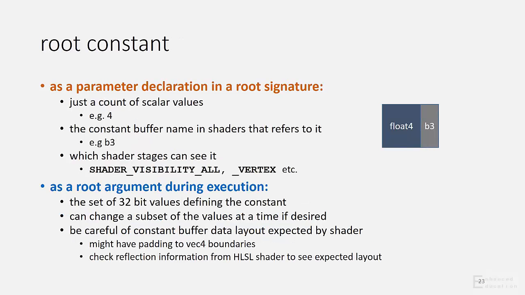A root constant declaration in a root signature consists of a count of constants, an HLSL bind name, and the shader visibility. At execution time, the root argument is the set of 32-bit values defining the constant, and you're allowed to actually change just a subset of values at a time if you want.